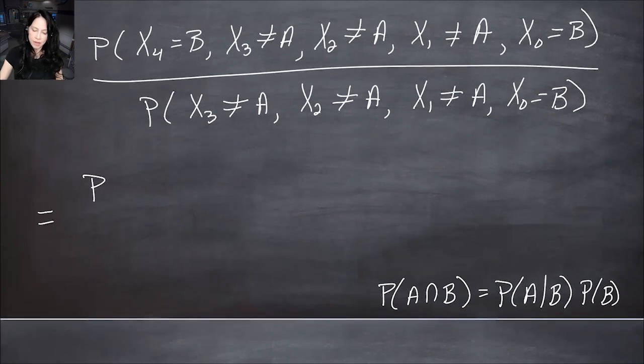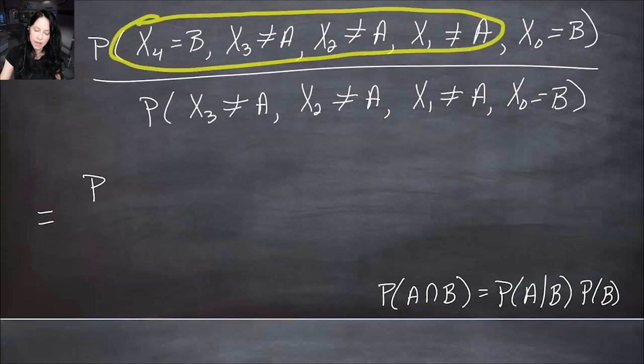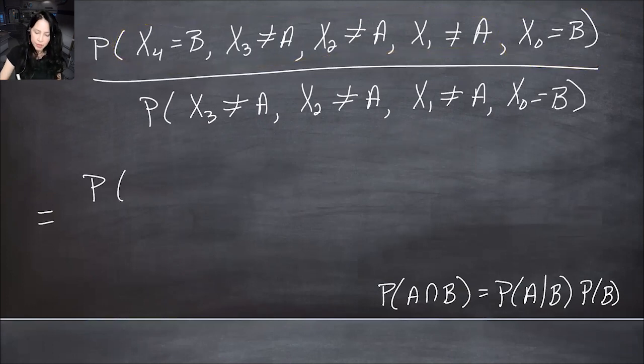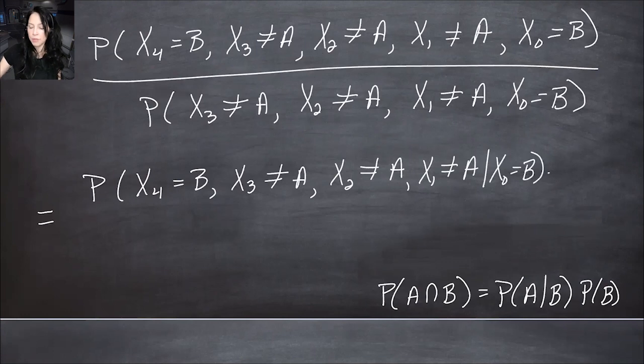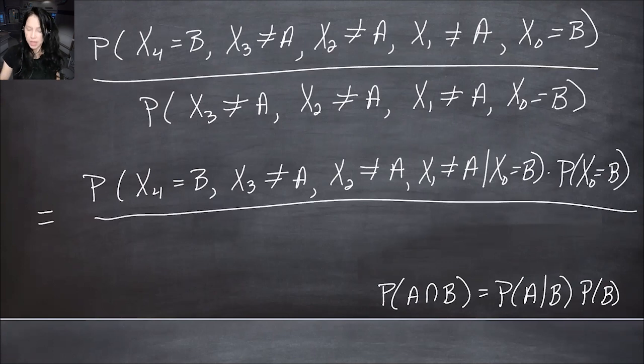And I'm going to let all of this stuff except the last guy be the event A, and I'm going to let this be the event B. So I'm going to write the numerator as the probability that X4 is B and X3 is not A, X2 is not A, X1 is not A, given X0 is B, times the probability that X0 is B. That's just the numerator. And this looks like trouble because I'm going to need the probability that X0 is B, and I don't have an initial distribution here.